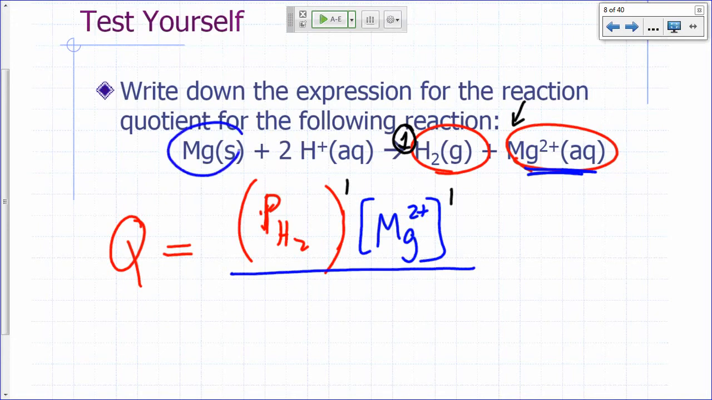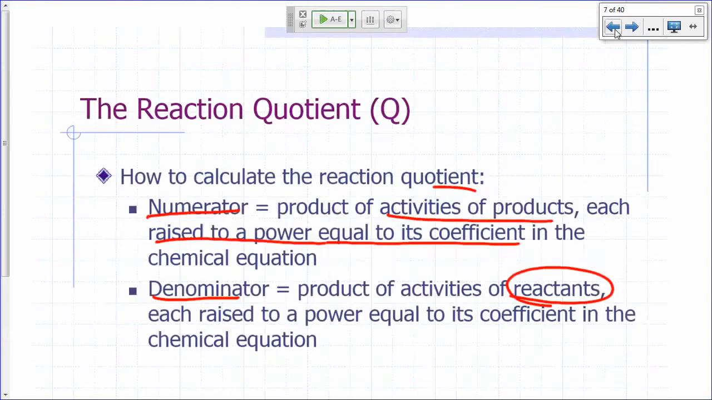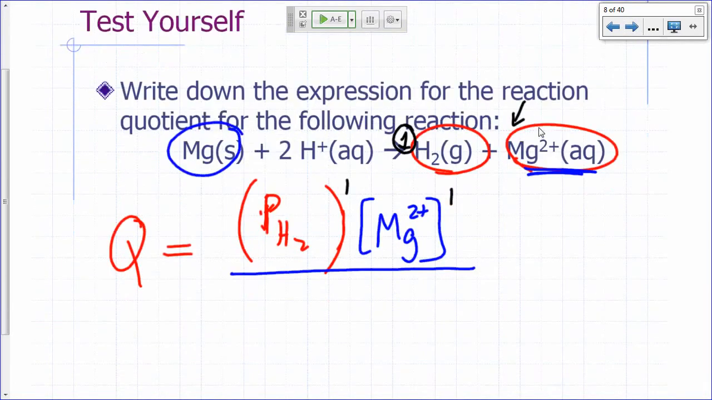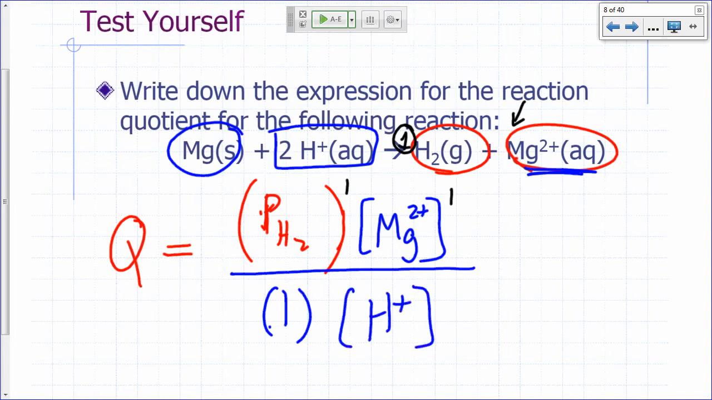what about a solid? What's the activity of a solid? Go back to the previous slide. Activity of a solid is 1. Pure solid or liquid, activity is 1. So 1. And what's the activity of H plus? It's an aqueous solution, so the concentration of H plus. But what should I do with that? Raise that to the power 2. Okay? So that's how you calculate your reaction quotient.